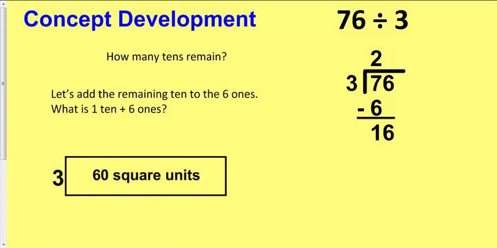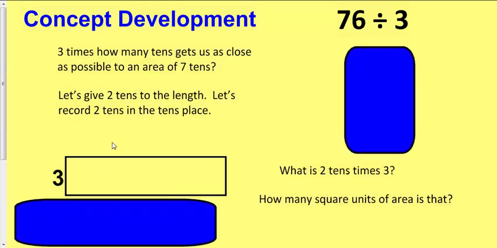Let's see, I'm going to go to the next slide. Oops. All right, so if I put 2 tens up here, get ready. All right, 2 tens. So the area of this rectangle would be 60 square units.